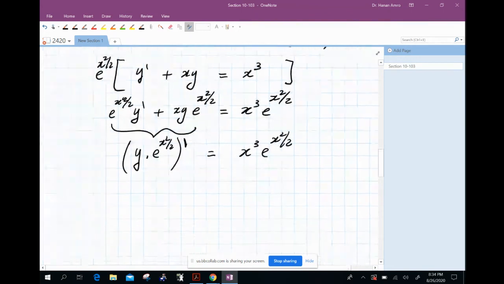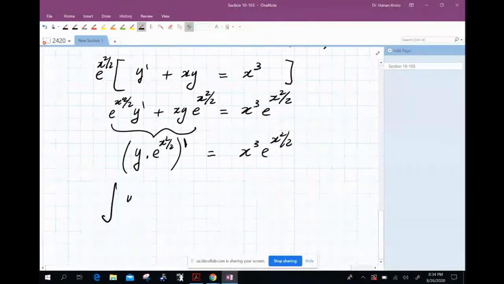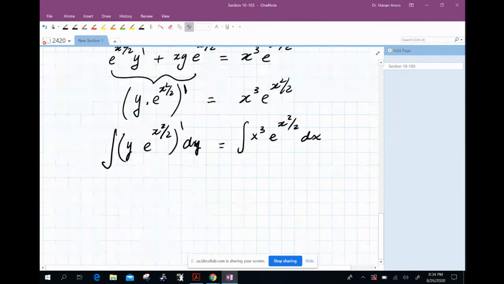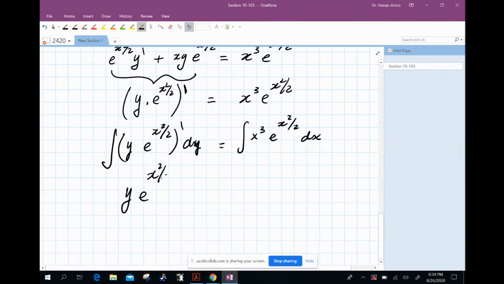So now, knowing this, I want to integrate both sides: y e to the x squared divided by 2, with the derivative with respect to x, and that's equal to the integration of x cubed e to the x squared over 2 dx. On the left side, that's nice, everything cancels out, and you just have this function left. On the right side, we have what we call integration by parts.